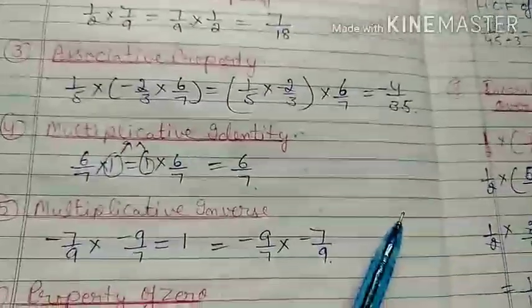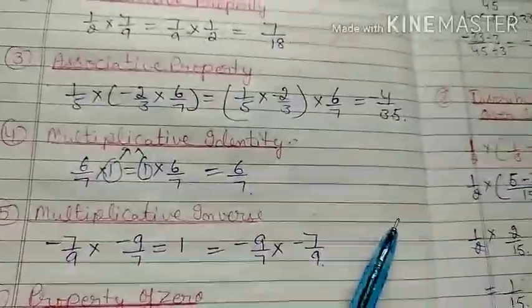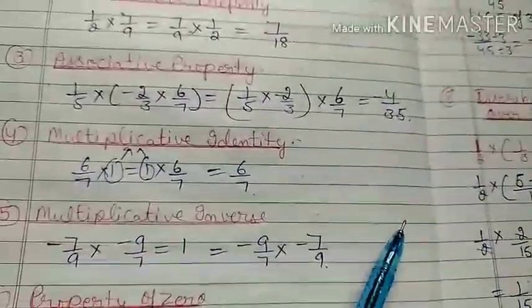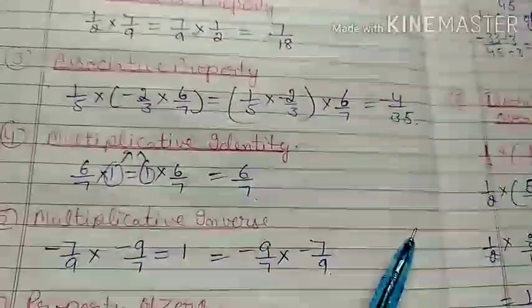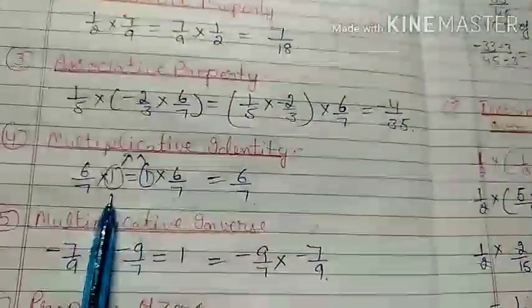Next is multiplicative identity. Multiplicative identity means the number by which you multiply any rational number, your answer will be same. In that case the only number is 1.